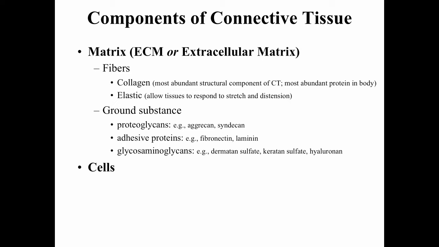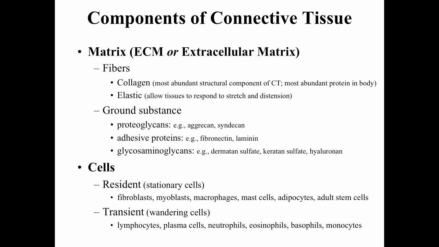And then of course the cells of connective tissue, there are resident cells and transient cells. Resident cells are the so-called stationary cells in connective tissue. These would be cells like fibroblasts, maybe myoblasts, macrophages, mast cells, adipocytes, and even adult stem cells. And we'll consider some of the resident cells later.